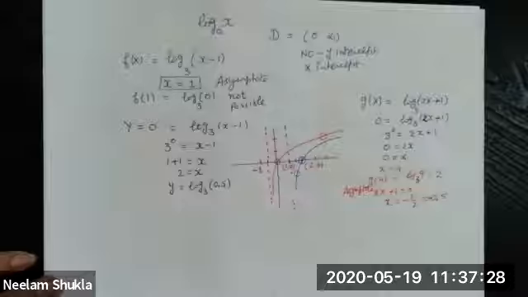So these are the two techniques to find the asymptote of the log function and to find the intercept of the log function.